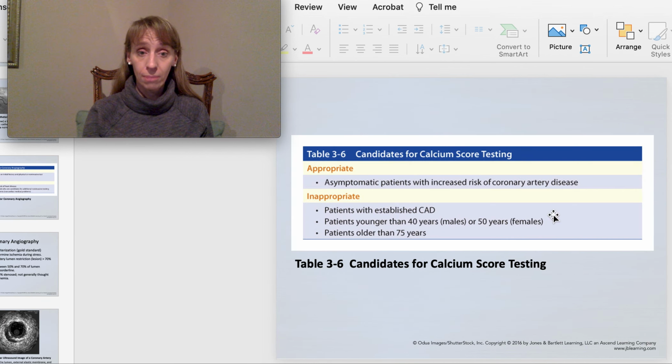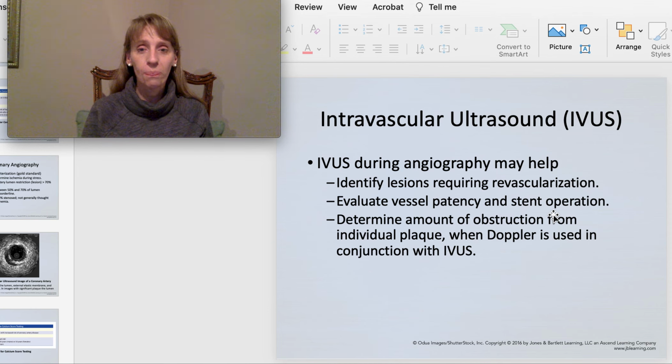Something else is called calcium scoring testing. It's appropriate for people that are asymptomatic, but we know have a high risk for heart disease. So remember, we want to make sure you know your risk factors: diabetes, obesity, blood pressure, systolic, diastolic, cholesterol, right, LDL, HDL. It's inappropriate for people that have already known established disease, patients younger than 40 or patients older than 75, so there's that kind of wiggle room.